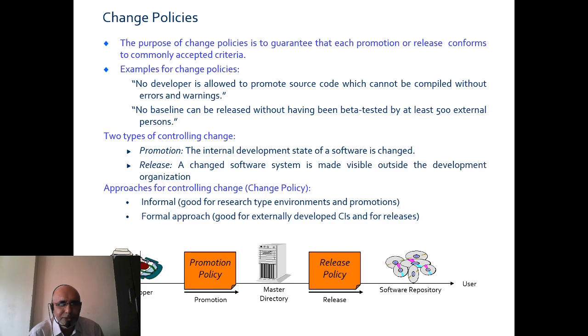No baseline can be released without having been beta tested by at least 500 external persons. How can you see to it that beta testing is done by 500 external persons? Where can we find them? 500 persons, and again related to that particular area. So 500 is an indicative figure. Actually, if you have an expert team of 5 or 10, then you will not need 500 people. That is the thing that you have to see.